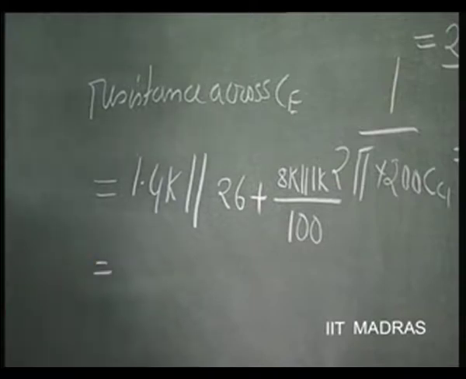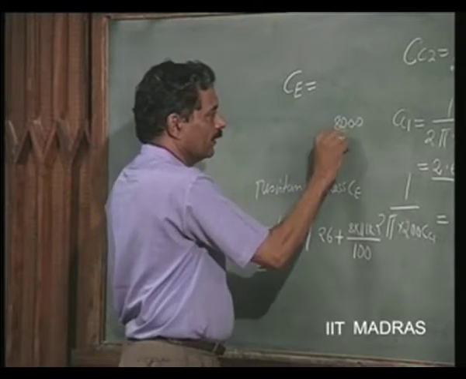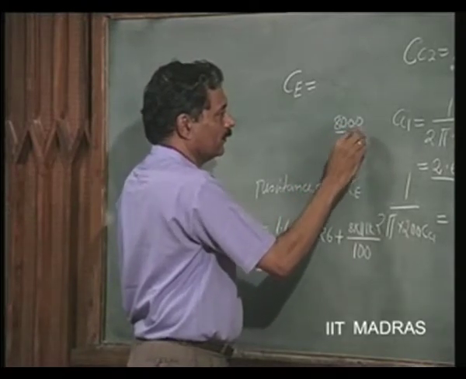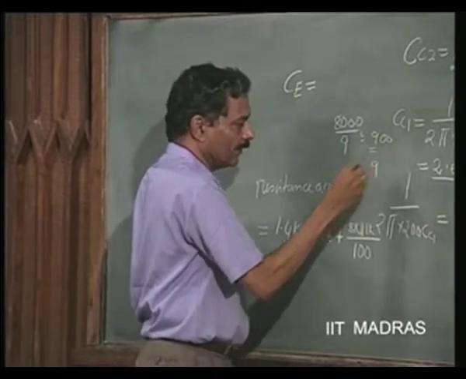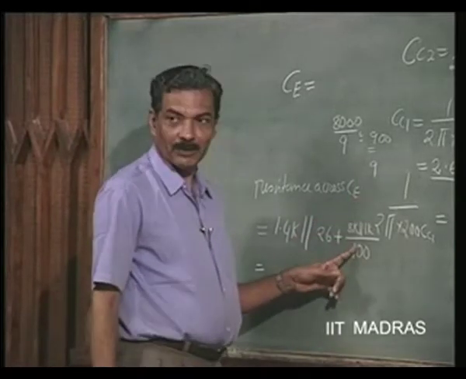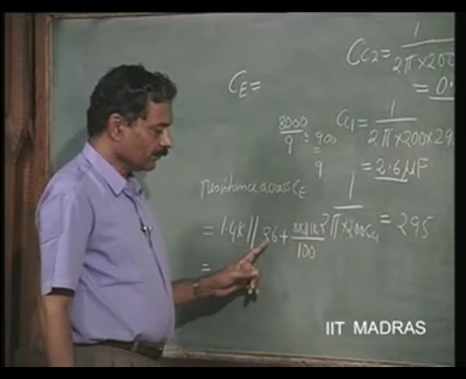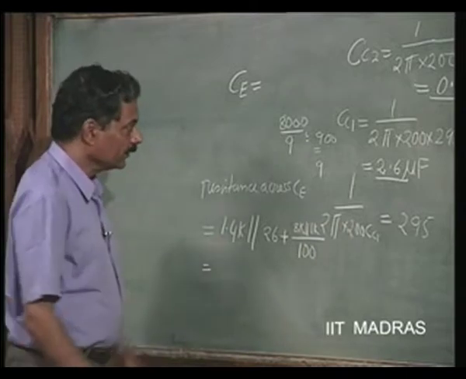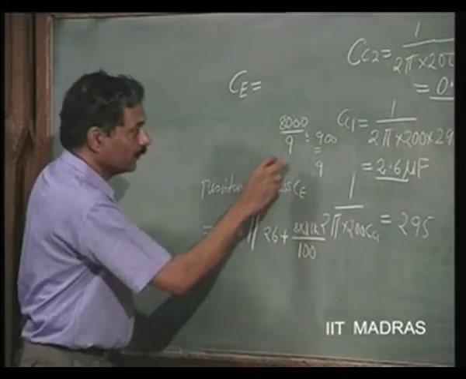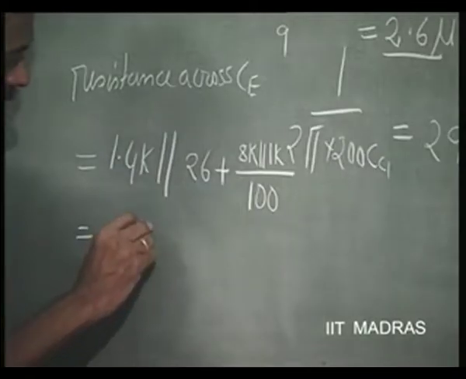So, this is going to be equal to, in fact, this resistance 8K parallel 1K is 8 by 9K, that divided by 100. So, 8 by 9K, about 900 ohms, so this will be offering about 9 ohms. Okay. This is offering about 9 ohms, plus 26, 35 ohms. So, we can ignore the effect of 1.4K. So, this is about 35 ohms.